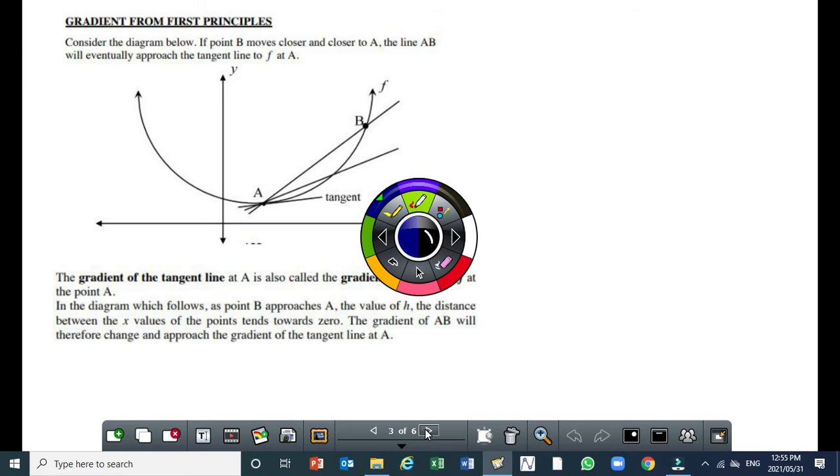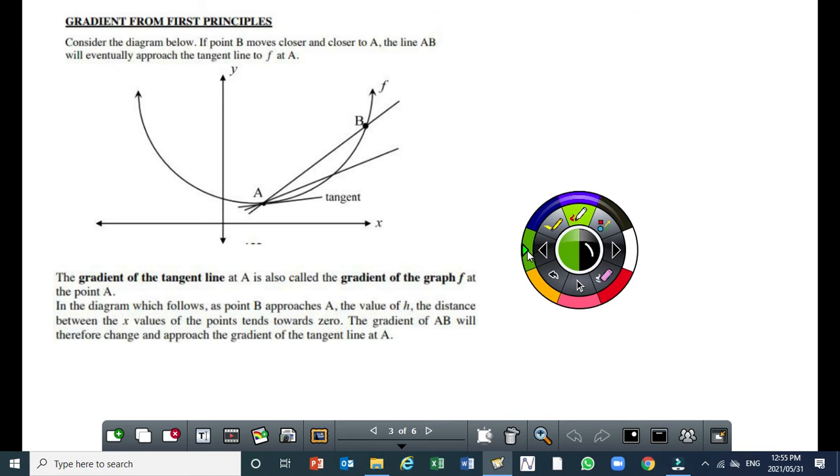Alright, the basic idea is, if you draw a curve, like in this case, the quadratic function that we have here, quadratic function f, okay? If you want to determine the average gradient between point A and point B, okay, you can draw a tangent at point A. Remember, a tangent only comes into contact with the function at only one point. So you draw a tangent. You can also draw other straight lines, including the line AB.